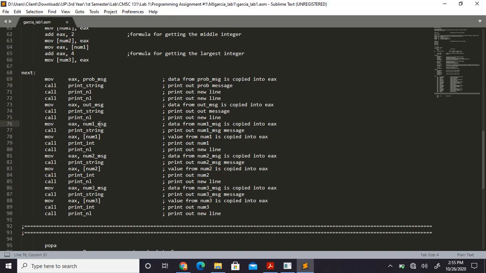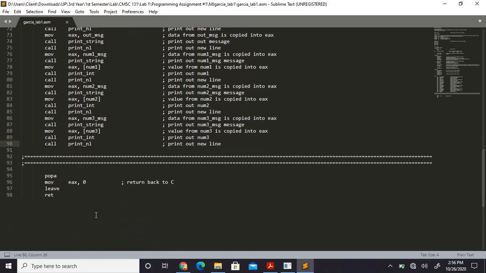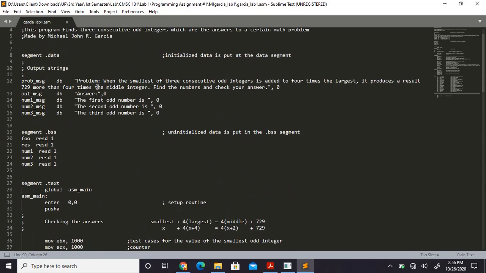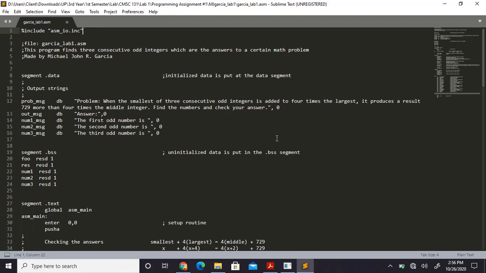Then we print num1 message, print string, then we print the first odd integer, we print int, print new line, then we print the message of the second odd integer, print string, then we print the value within num2, print int, print new line, then num3, then its value, then we go back to C, and this is itsura niya, it's code.